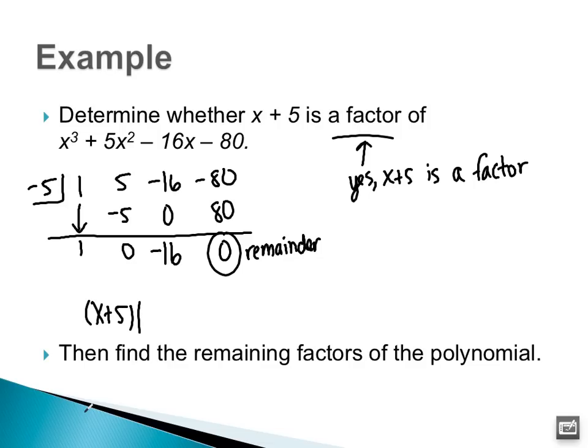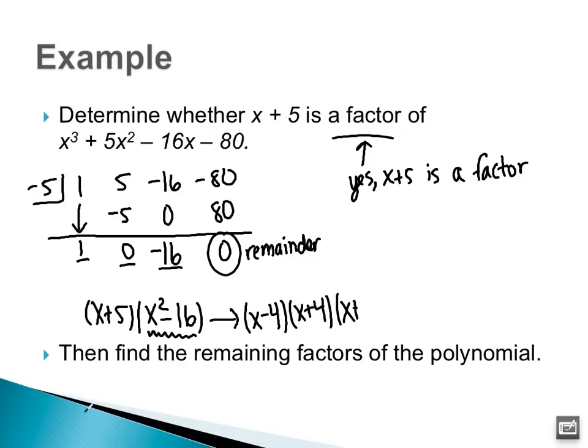So one factor is x add 5. My other factor is x squared, x, constant, so x squared subtract 16. So find the remaining factors. What that means is factor this right here. Hopefully you remember that x squared subtract 16 is a difference of squares. That factors to be x subtract 4, x add 4, and then I still have that x add 5. So this is my final answer.